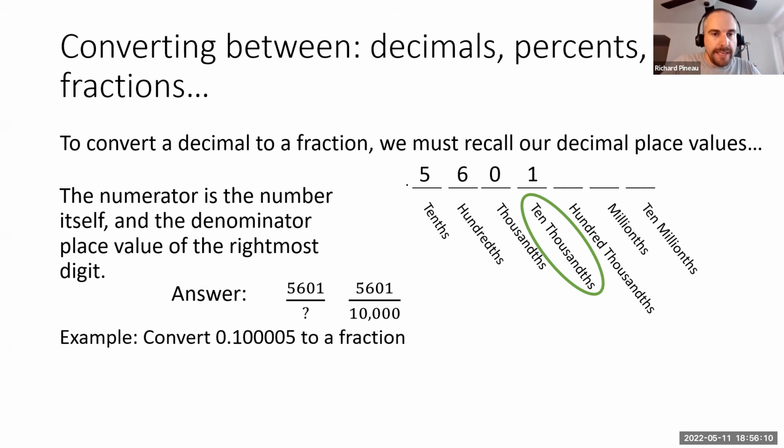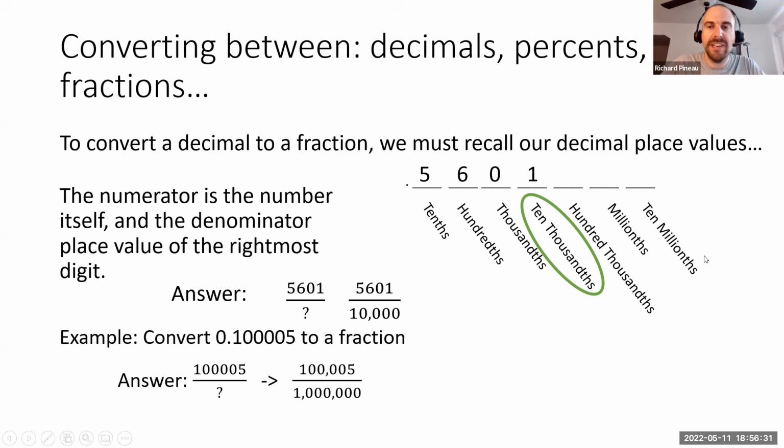The next one here is 0.100005. How do we read this particular number? Well, this is 100,005. What, I think this would be millionths. Yes, it is millionths. I was counting the decimal places. There are 6 decimal places, which is the millionths place. So 100,005 over 1 million. This is a pretty interesting looking fraction.